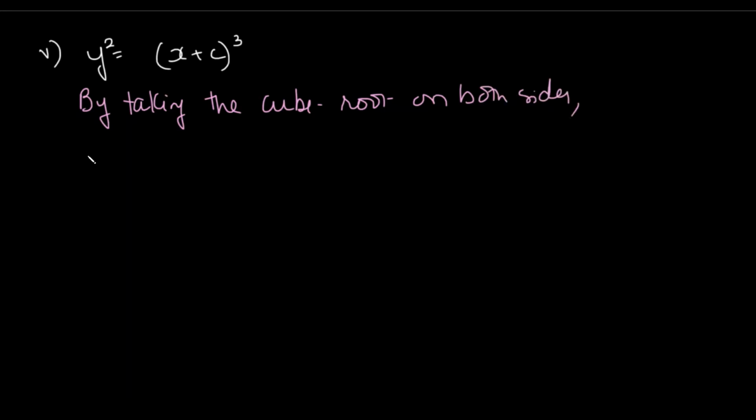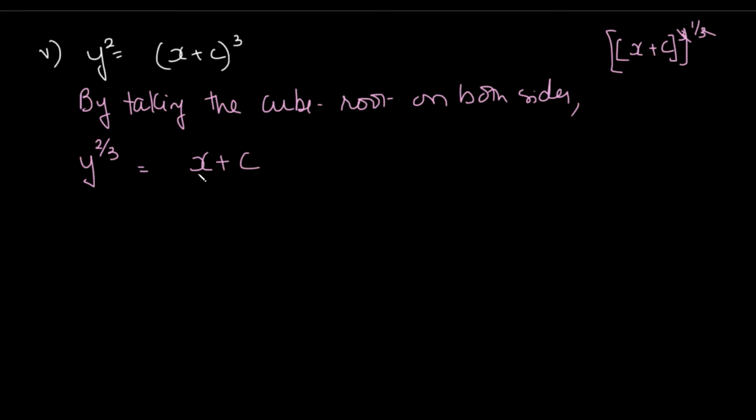now y square becomes y raised to 2 by 3. See, remember cube root means raised to 1 upon 3. So y square becomes y raised to 2 by 3 is equal to x plus c raised to 3 is given, and the whole into again 1 upon 3 when we take the cube root. So 3 and 3 gets cancelled and therefore we are just going to get x plus c over here. So this has become little more simpler.